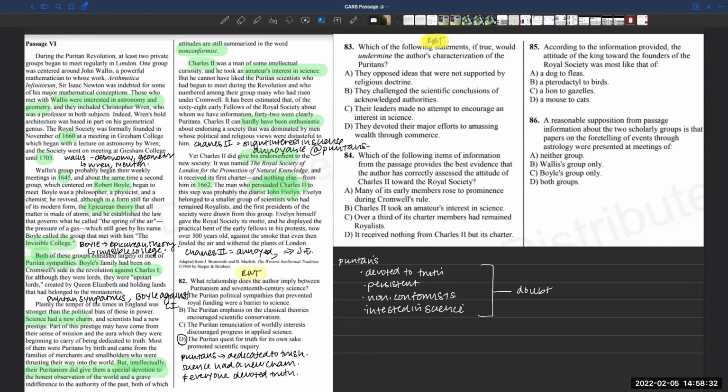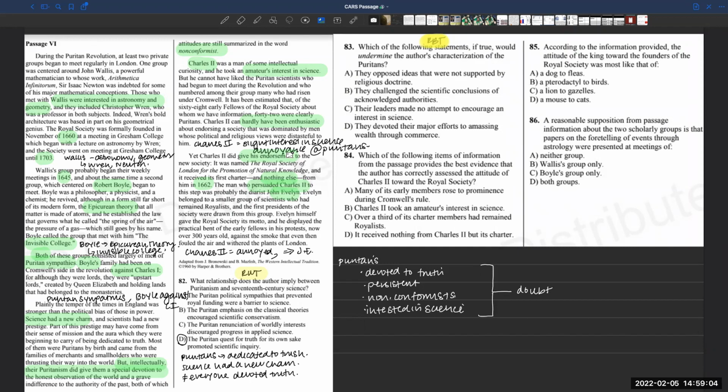All right, let's take a look. Which of the following items of information from the passage provides the best evidence that the author has correctly assessed the attitude of Charles II towards the Royal Society? So, what is Charles II's attitude towards the Royal Society? In the passage, we said that it's somewhat of an annoyance that we talked about. So, we can keep that in consideration.